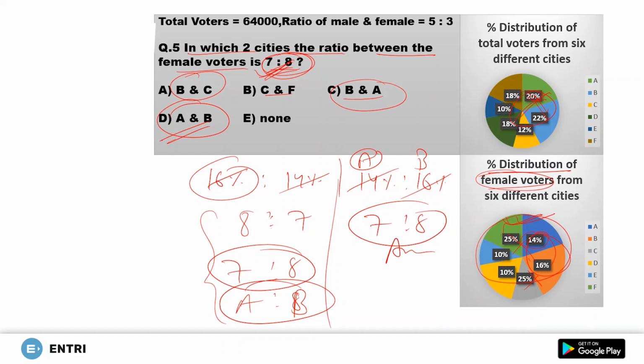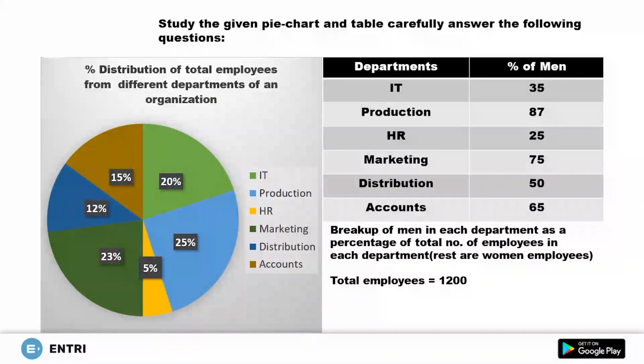Now move to the next question. Actually, this was the final, and move to the next DI actually. So this one is also a very important DI and a very tricky one. So first of all, just study the pie chart and table carefully. So here's a pie chart and here is a table.